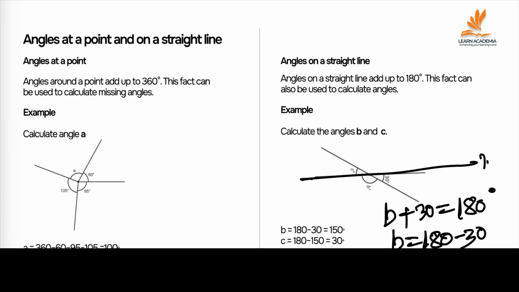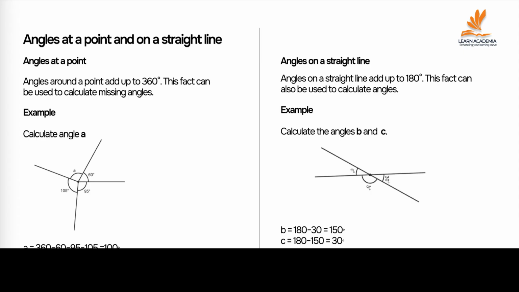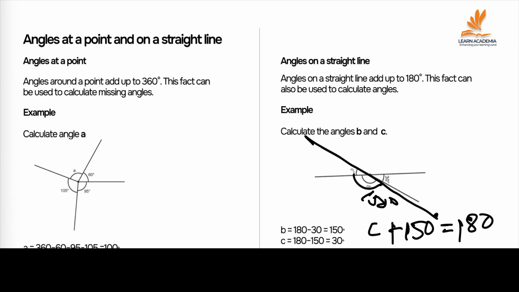So practically, I can replace B on straight line 2 with 150 degrees. Following the same principle, the sum of angles on a straight line sums up to 180 degrees. So C plus 150 degrees equals 180 degrees. If I subtract 150 from both sides as I did before, C equals 180 minus 150 degrees, and that makes C equal to 30 degrees. I want to believe this is very clear.